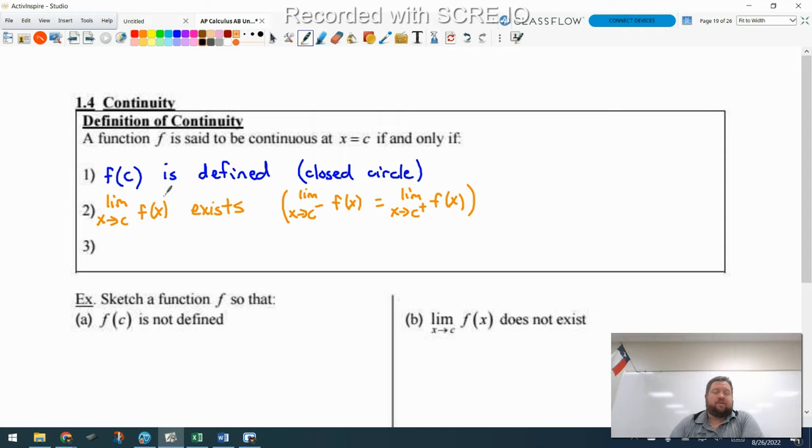All right, if either of those things are false, then your function is not continuous at that point. But if both of those are true, then you check the third thing. The limit as x approaches c of f of x has to equal f of c.